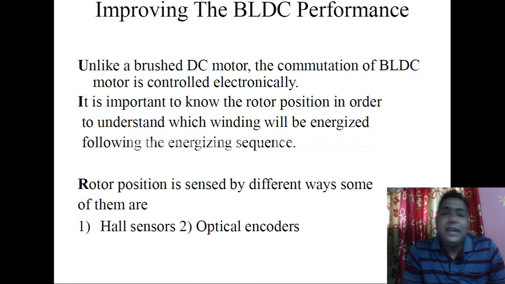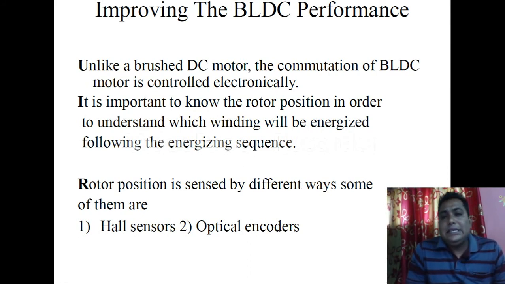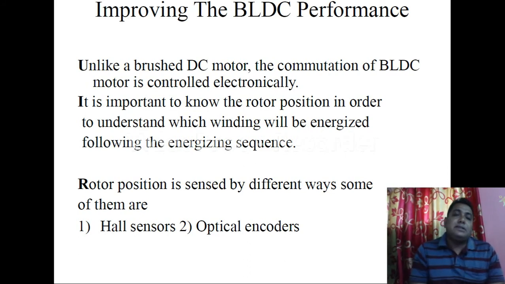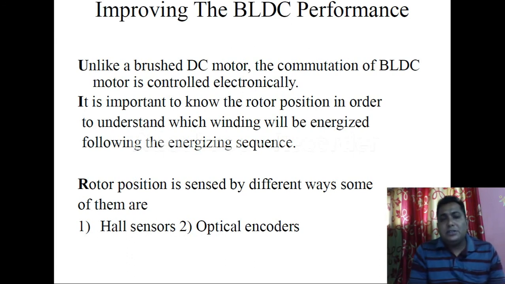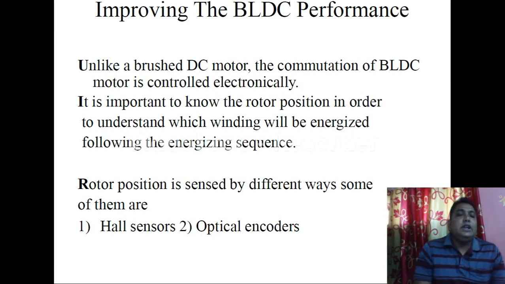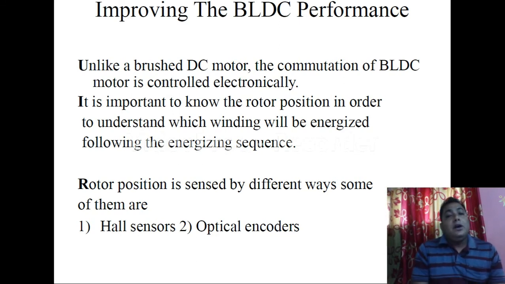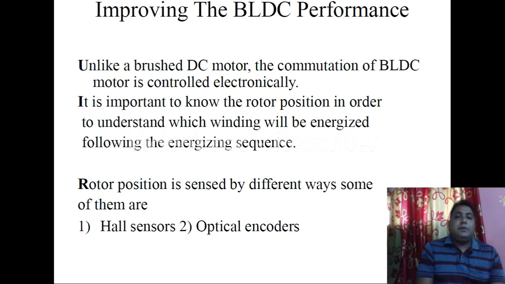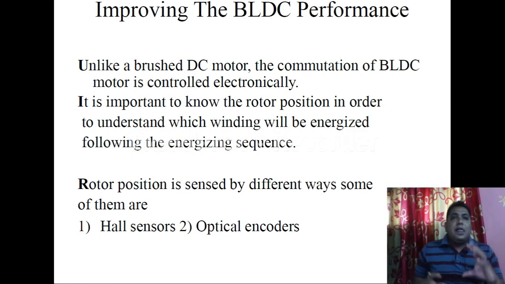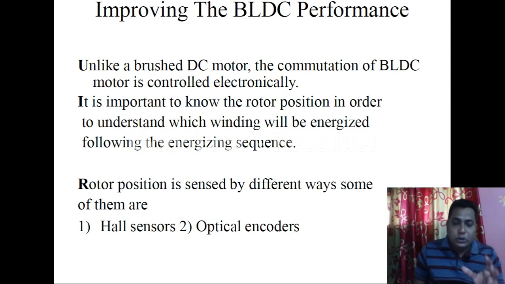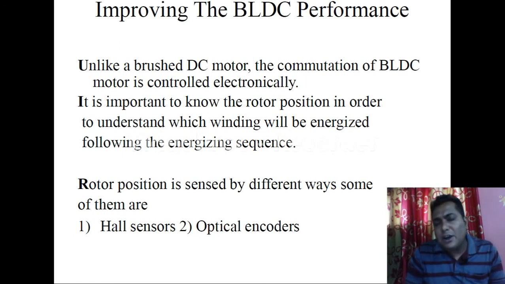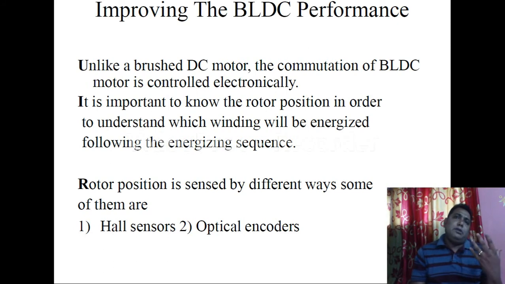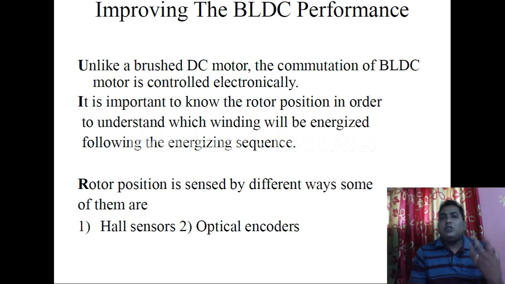So how can we improve the BLDC performance? Unlike a brushed DC motor, the commutation of a brushless DC motor is controlled electronically. It is important to know the rotor position in order to understand which winding will be energized, following the energizing sequence. That means we have to understand the location of the rotor shaft, the location of this rotor, so that the next coil can be energized.